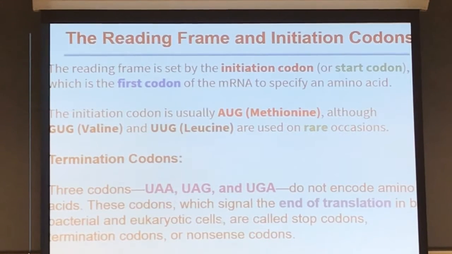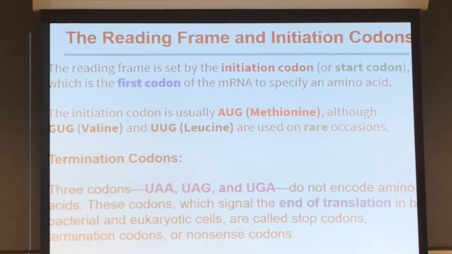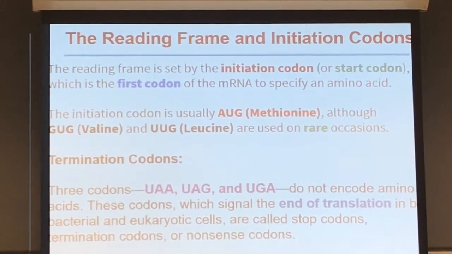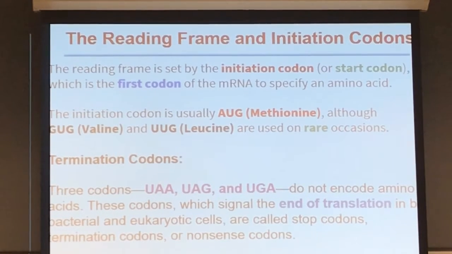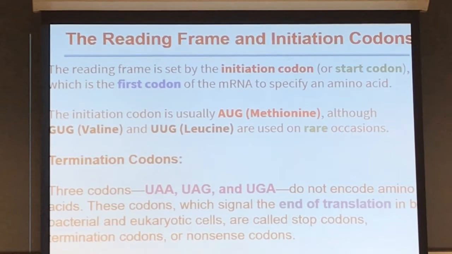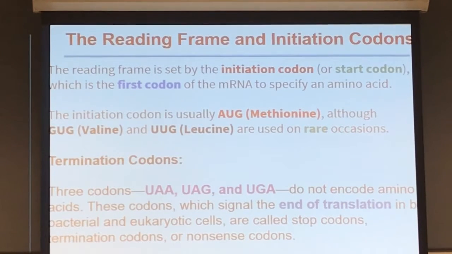So these are the termination codons, which signal the end of translation, and that's because these codons do not code for any amino acid at all. There are no transfer RNAs that have anticodons to pair with the termination codons, and that's how protein synthesis terminates. Basically, there's nothing to add, so to speak. That's exactly how protein termination happens.